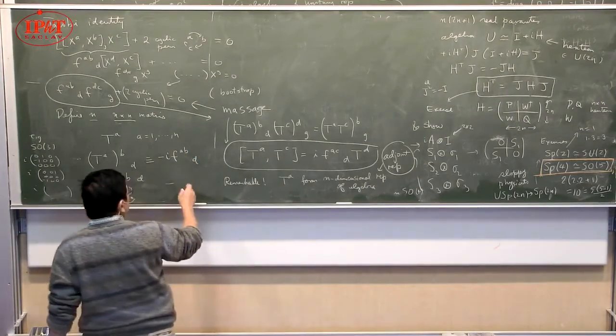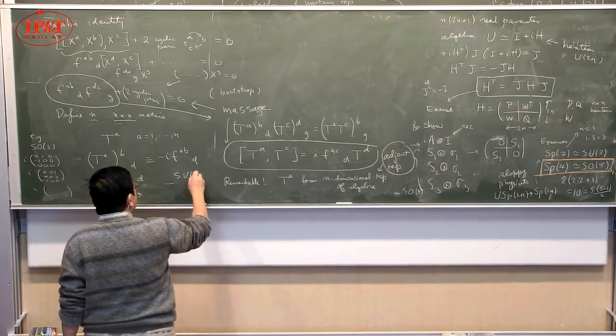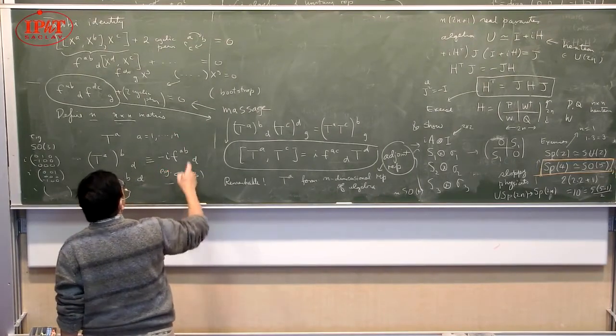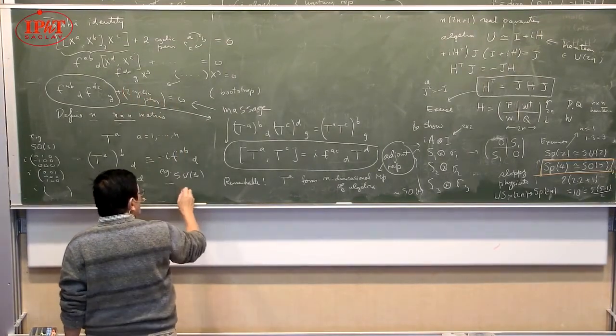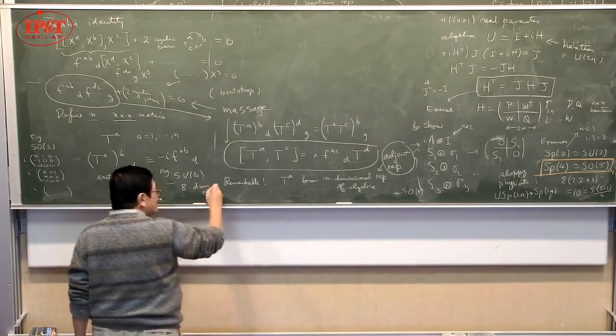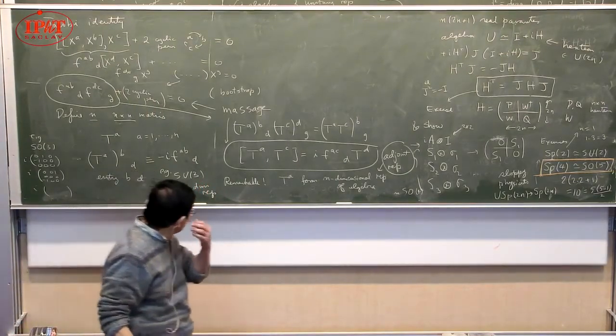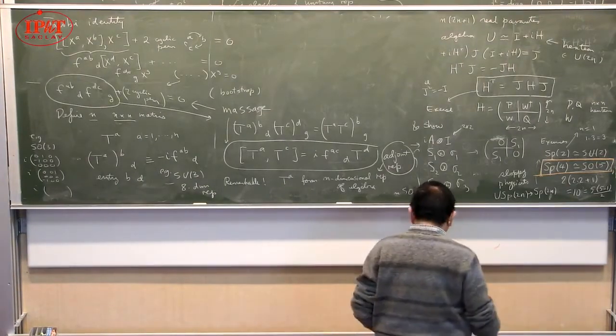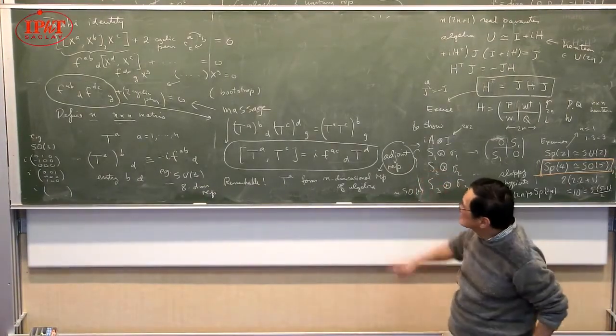And as another example is SU3. So SU3, the number of generators is 8. So this gives an 8-dimensional representation. So I hope this answers the student's question of why there was an 8-dimensional representation. Okay?